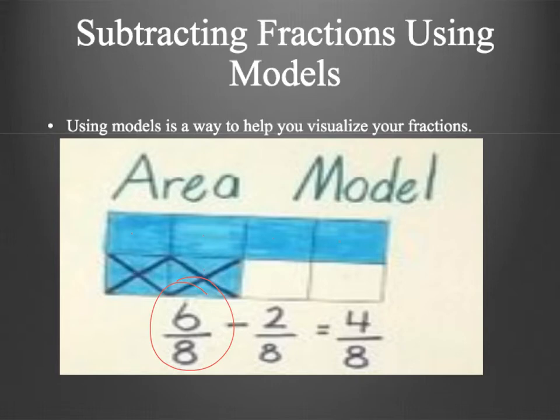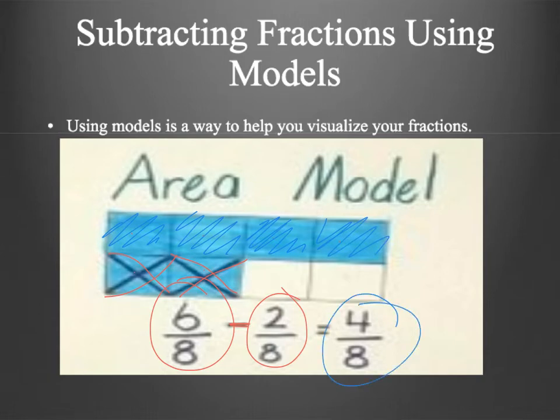Now we need to subtract 2/8. So if I'm looking at my model right here, I can cross out 2 of those 6 shaded parts that we have. And then we just count the shaded boxes that we have left. We have 1, 2, 3, 4. So our answer is 4/8. It's pretty easy.